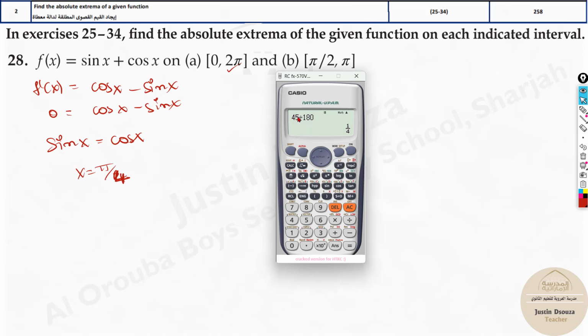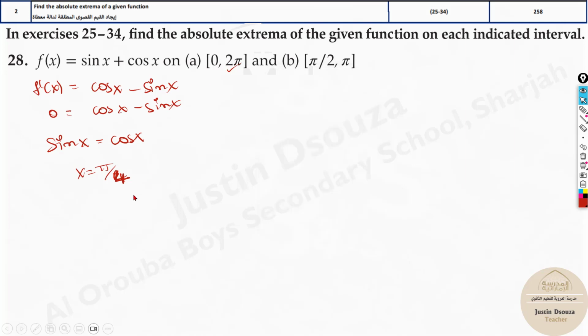Or it's very easy to know. Pi by 2 is 90 degrees. Pi means 180 degrees. So 45 would be pi by 4. That's how we can understand. And now 1/4 pi falls within this range.